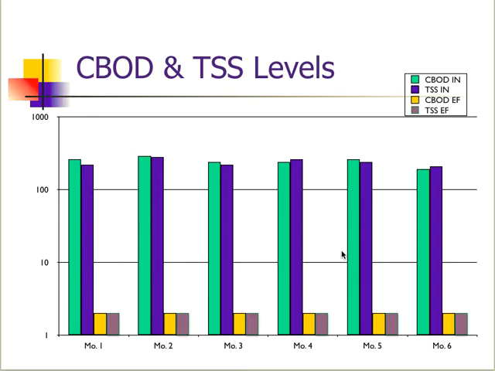The treatment level coming into the system when we tested through NSF, our monthly averages were at about 220 to 240 milligrams per liter BOD and TSS. Coming out of the Oscar, we averaged 2 across the board.